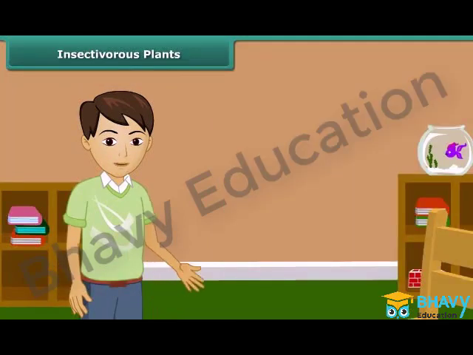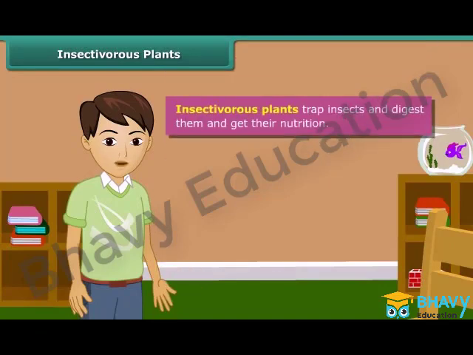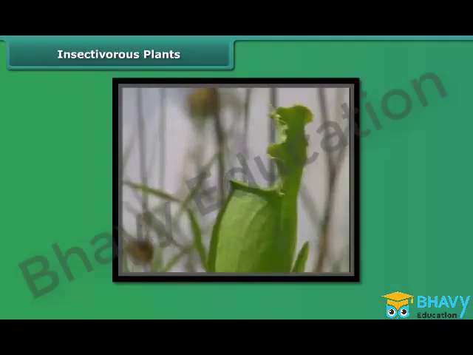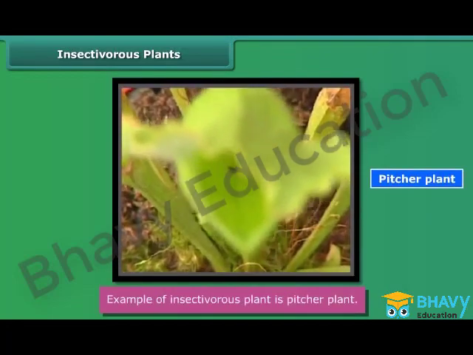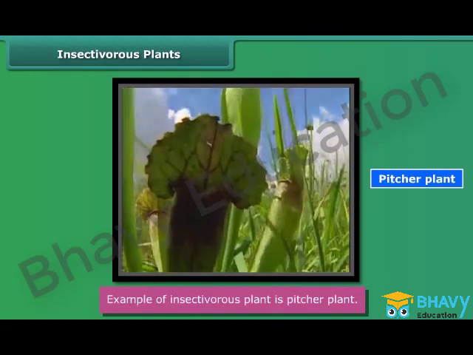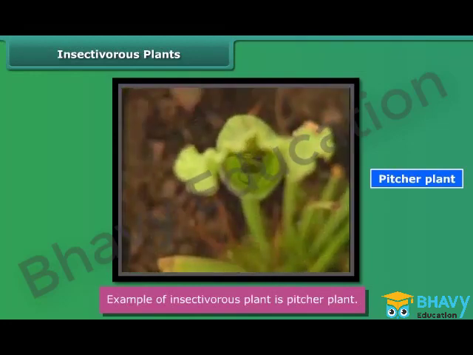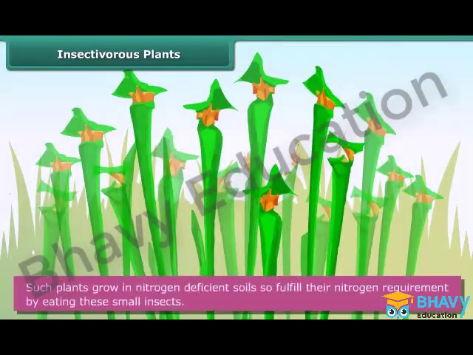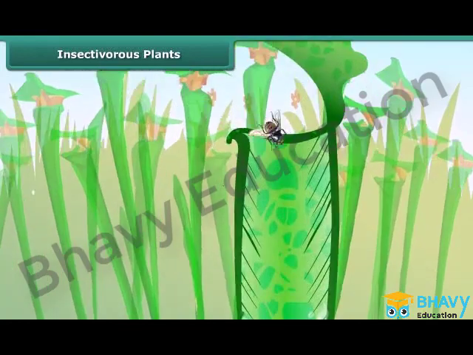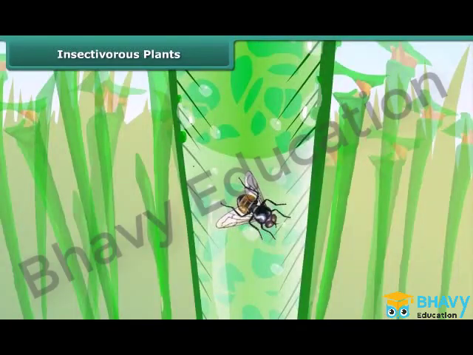The next category is of insectivorous plants. There are a few plants which can trap insects and digest them and get nutrition. For example, pitcher plants. Actually, these plants can synthesize their own food by photosynthesis, but they grow in nitrogen-deficient soils, so such plants fulfill their nitrogen requirement by eating these small insects and hence are called insectivorous plants.